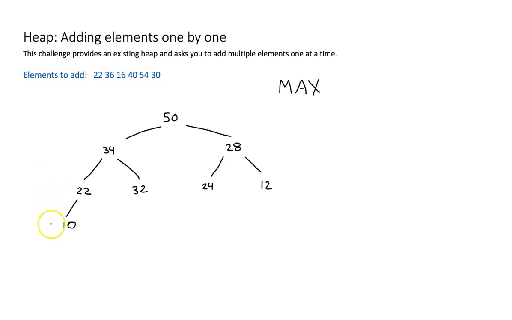I find the last level and place the new element in the next position. So here I can add a right child, 36. And I'm going to ask myself, does it need to swim? And 22 is not greater or equal to 36. So yes, we need to swim. 36 swims up, 22 comes down.